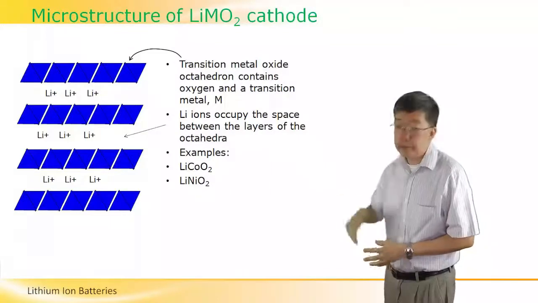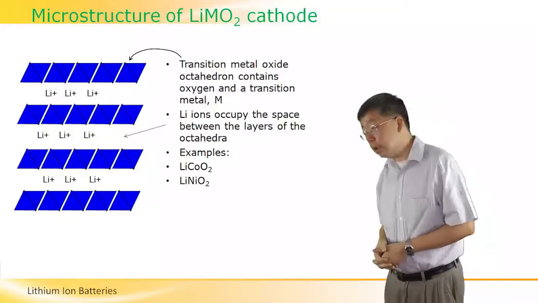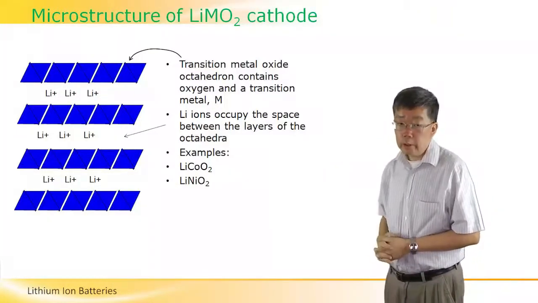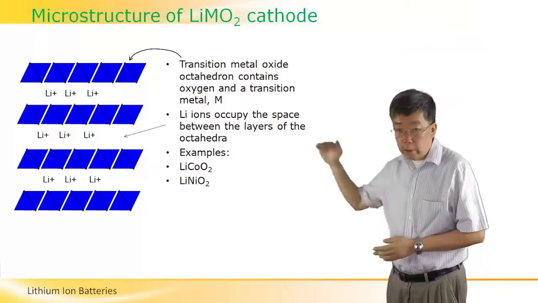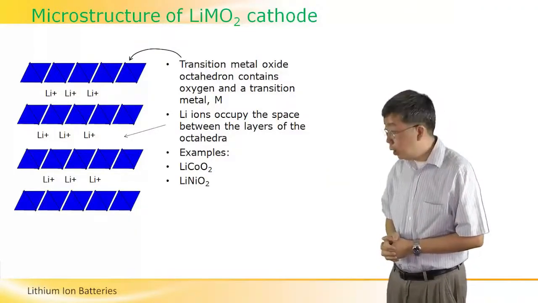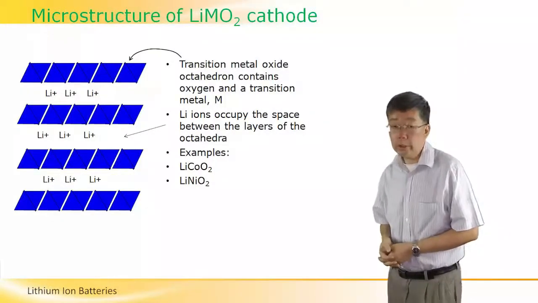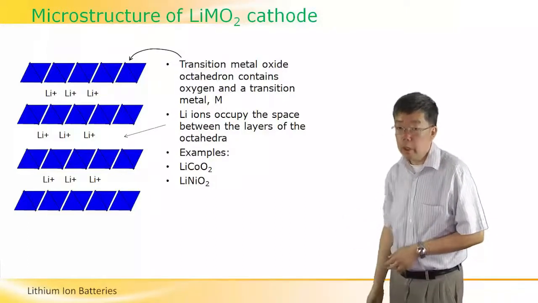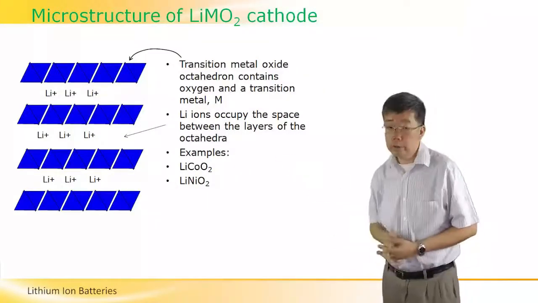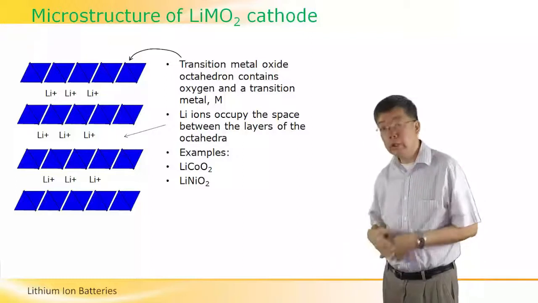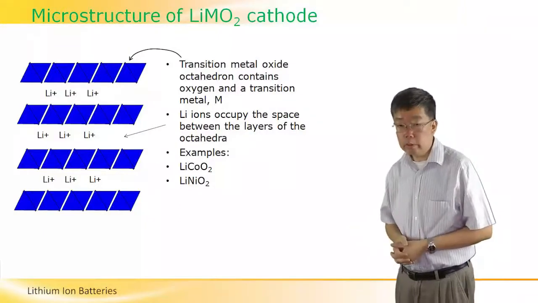There is some space between the adjacent sheets in the MO2, and the lithium ions are basically situated between adjacent layers in the electrode. So some examples of such intercalated electrode materials are the lithium cobalt oxide and lithium nickel oxide, and this is used in another battery which we will not talk about in this tutorial.